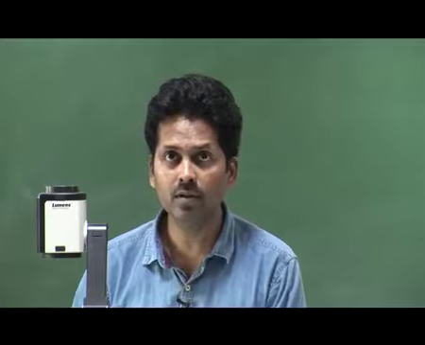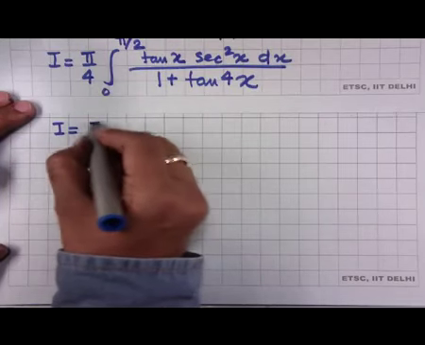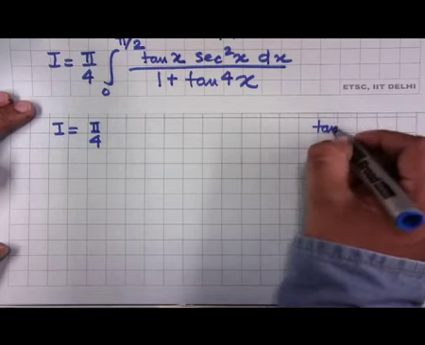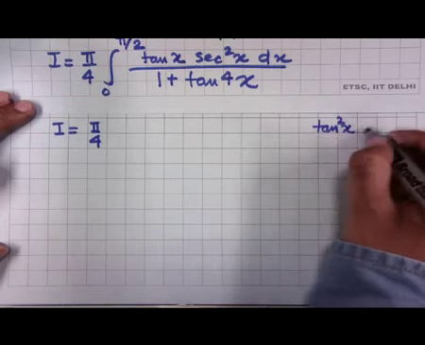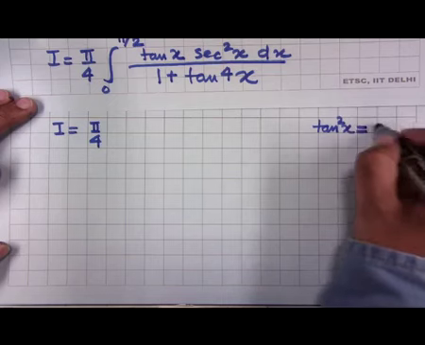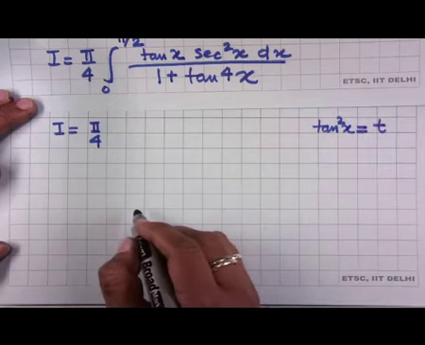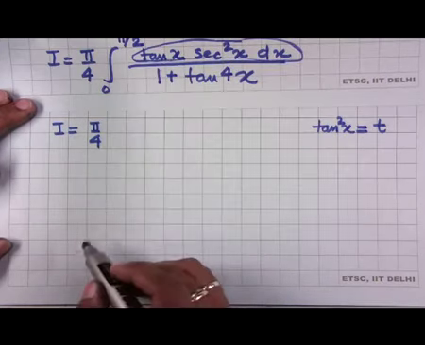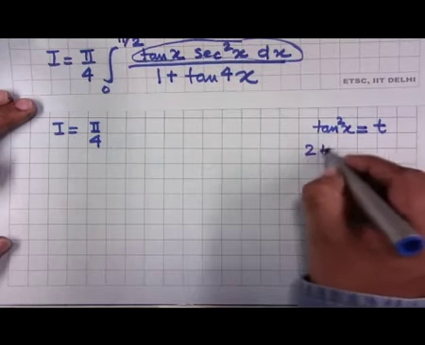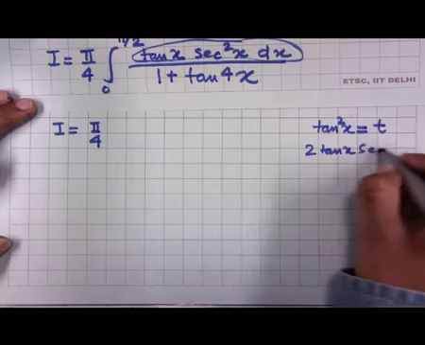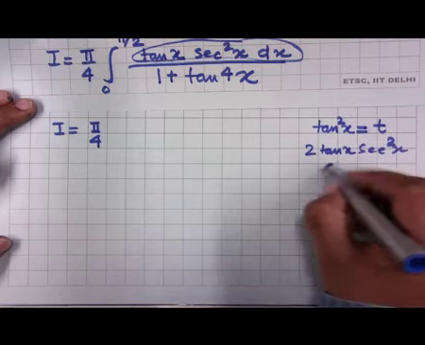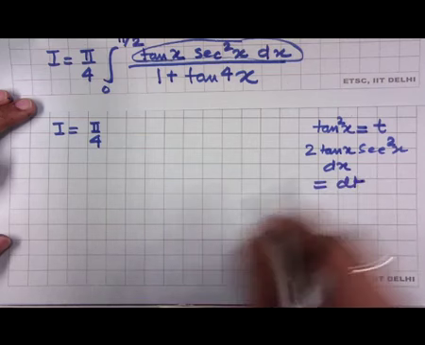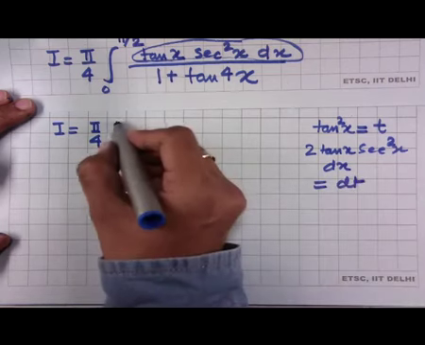So, therefore, I is equal to pi by 4 times the integral of tan square x. Let us take that tan square x is t, so that this will be your dt. So, you get 2 tan x sec square x dx is equal to dt. So, tan x sec square x dx is 1 by 2 dt.